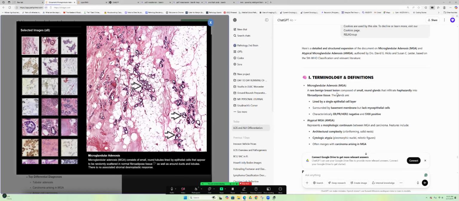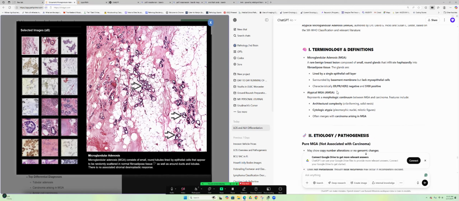So microglandular adenosis, it beats you again. It's rare, it's benign, composed of small round glands that infiltrate haphazardly into fibroadipose tissue. Single layer, they have basement membrane but lack myoepithelial cells. And you are right, they are triple negative, they're not positive at all. That's where to differentiate it from tubular carcinoma. I remember now.